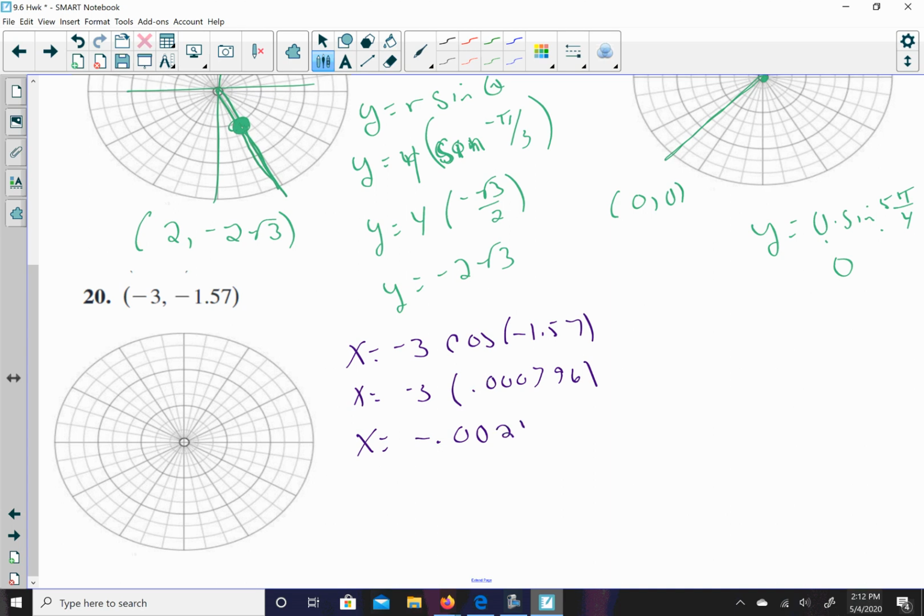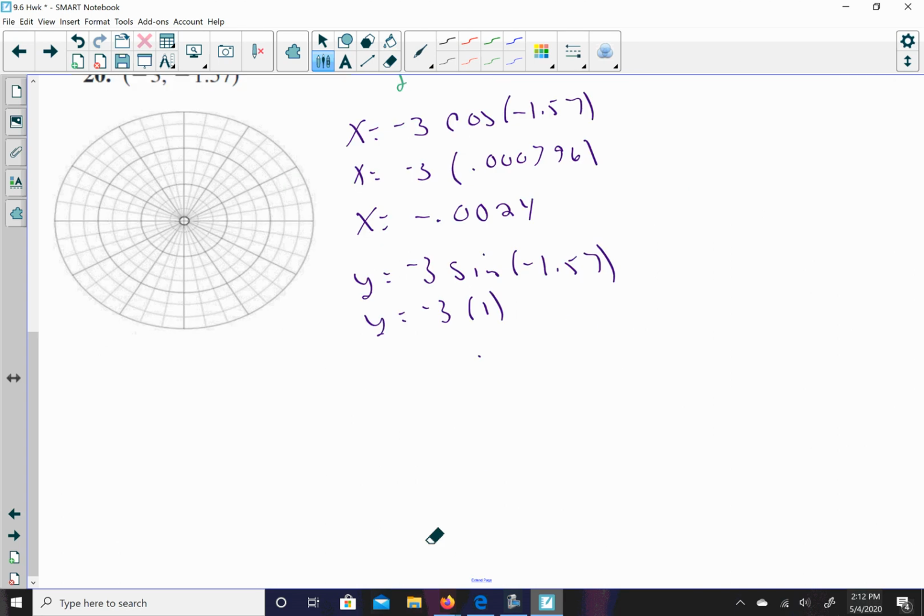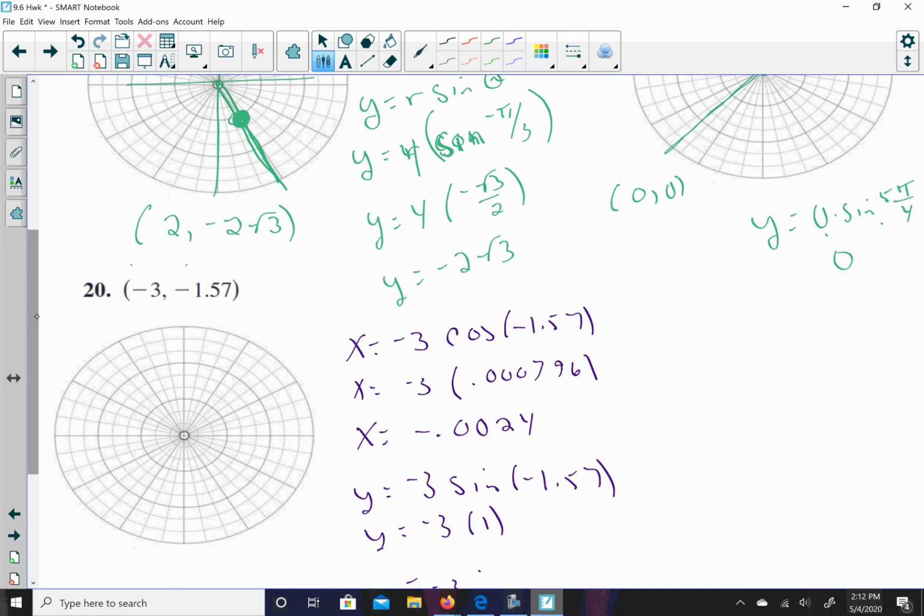And then when I take negative 3 times that, it's going to equal a negative 0.0024. And then when I do y, this y is equal to negative 3 times the sine of negative 1.57. And when I put sine of negative 1.57 in my calculator, it gives me negative 1. So I'm going to have negative 3. So technically, based on this, my ordered pair would be negative 0.0024, negative 3.